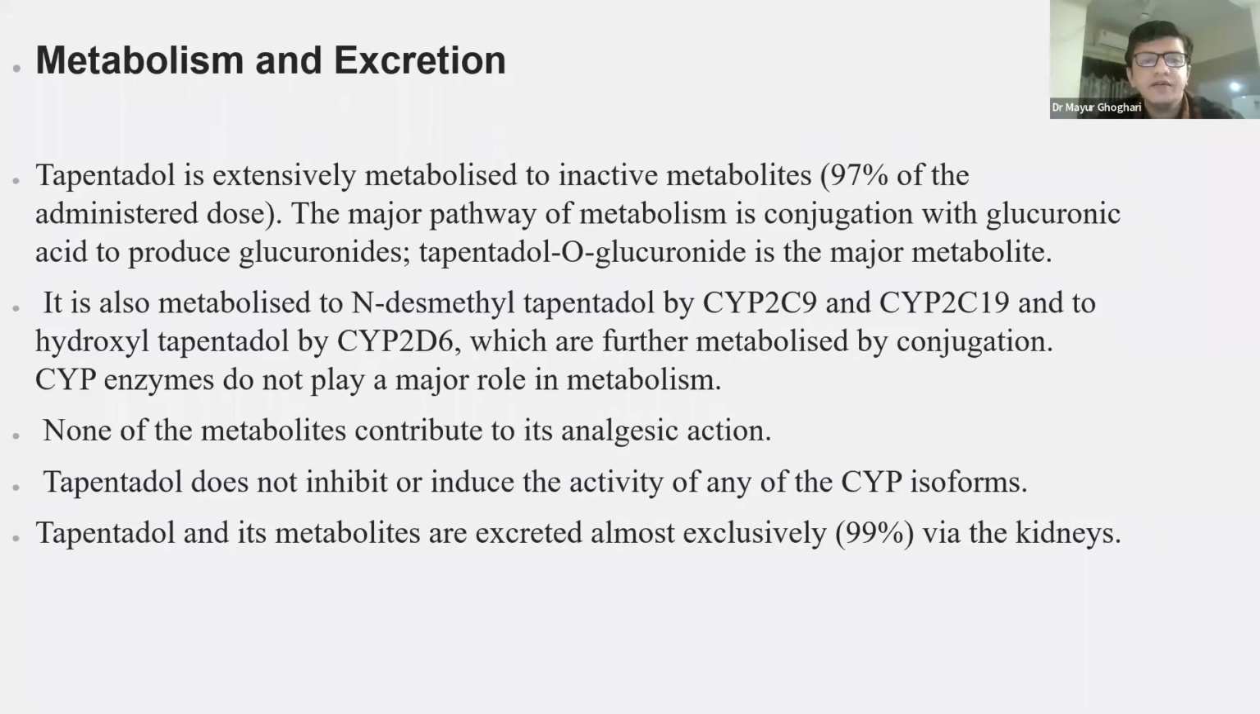Metabolism and excretion. Tapentadol is extensively metabolized to inactive metabolites via conjugation. Tapentadol O-glucuronide is the major metabolite. It is also metabolized to N-desmethyl tapentadol by CYP2C9 and CYP2C19 and to hydroxy tapentadol by CYP2D6, which are further metabolized by conjugation. CYP enzymes do not play a major role in metabolism. None of the metabolites contribute to its analgesic action, as all the metabolites are inactive. Tapentadol does not inhibit or induce the activity of any cytochrome isoforms. Tapentadol and its metabolites are excreted almost exclusively via the kidney in urine.